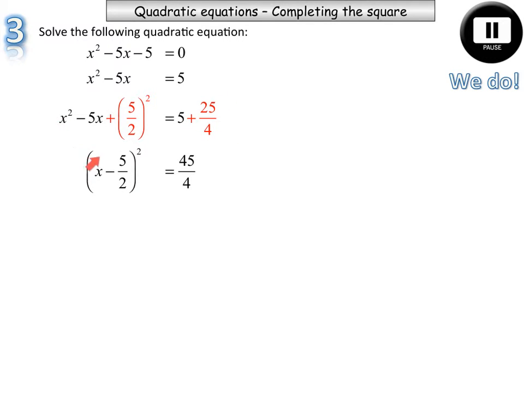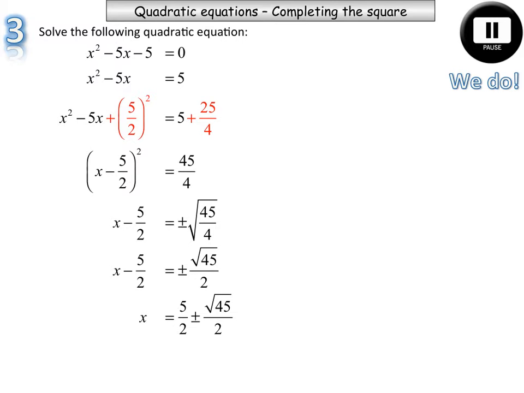So this becomes an x, there's a negative, what we squared goes in there, and that is equal to, as an improper fraction, 45 on 4. Take the square root of both sides, simplify our denominator, square root of 4 is just a 2. Get the negative 5 on 2 to the right hand side, and then we get 5 on 2 plus or minus the square root of 45 all over 2.